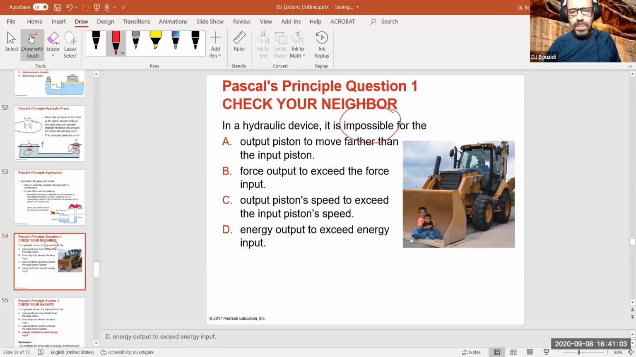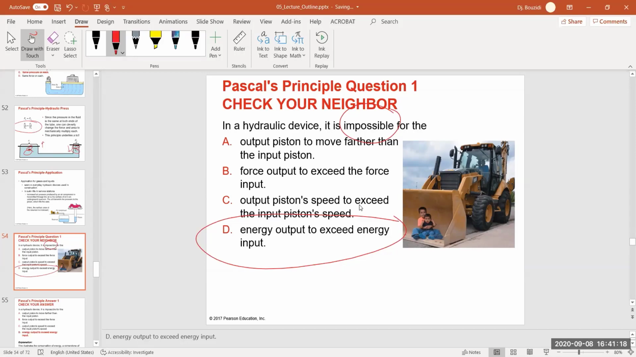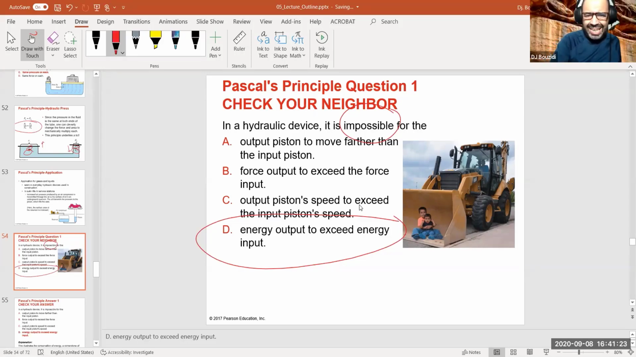What is not possible in this situation? The correct answer to this one is energy output exceeds the energy input. Yes, you can move the pistons at different rates. The forces can be different. The speeds can be different. All of them have to do with power and energy. But the energy of the output cannot exceed the input, because no matter how big you are, you're not going to make energy out of nothing. So the correct answer is D in this case.